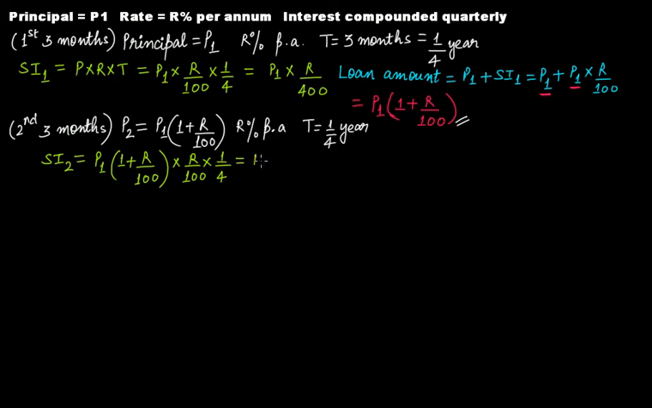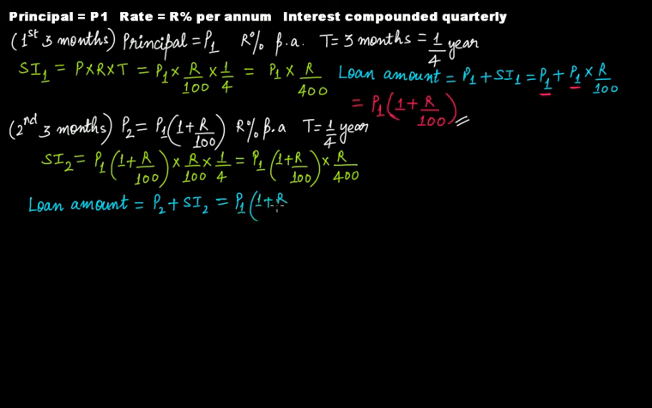So you'll get from here P1 times 1 plus R by 100 and multiplied by R by 400. Okay, so if this is the interest for this second period of 3 months, what will be the loan amount at the end of this period, that is for the second conversion period? The loan amount will be equal to P2 plus SI2, where P2 is P1 times 1 plus R by, sorry, this should be 400. I'm sorry, it's wrong. This should be 400.